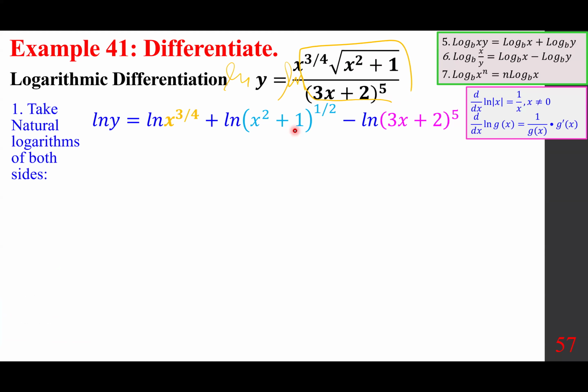We are not done. We are going to continue simplification of a log, complete decomposition. 3/4 sits in front, 1/2 sits in front, 5 sits in front. So ln y becomes 3/4 of ln x plus 1/2 ln of x squared plus 1 minus 5 ln of 3x plus 2. So that is completely decomposed, everybody.